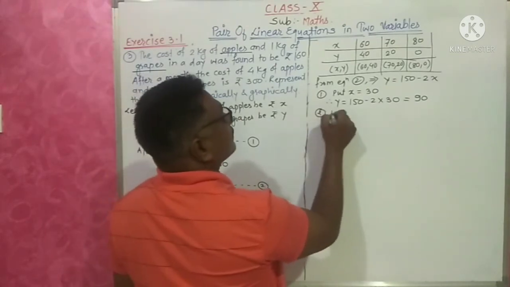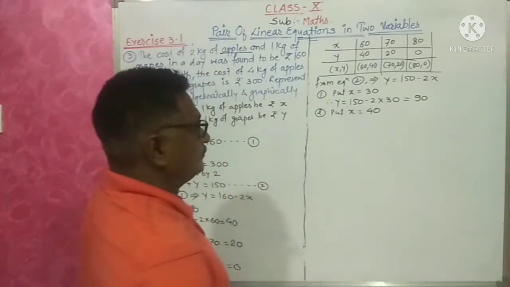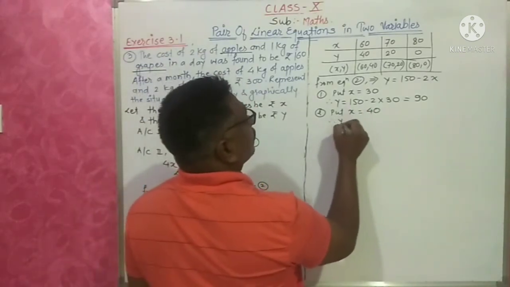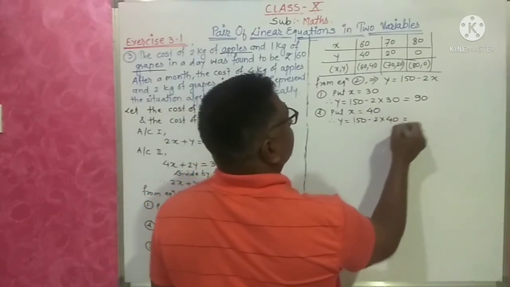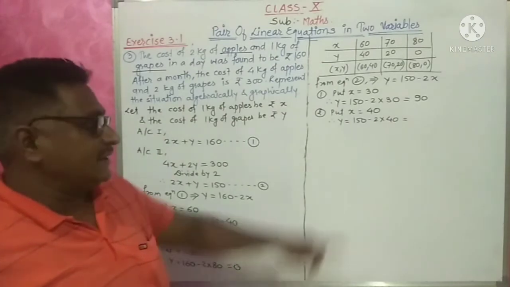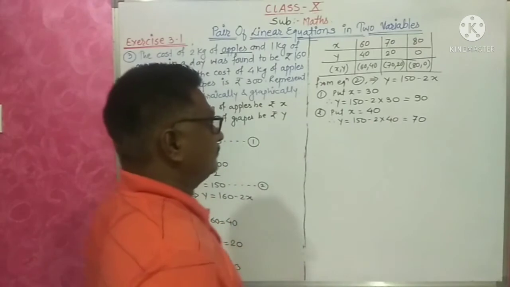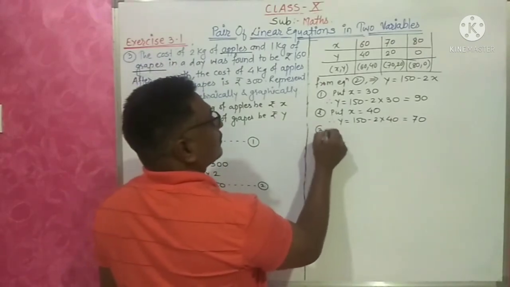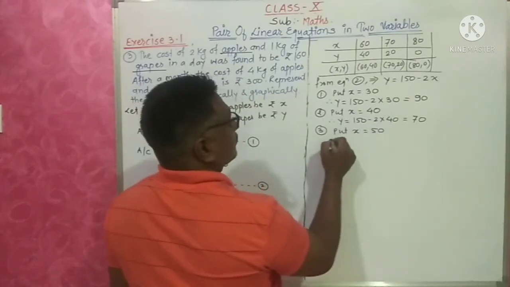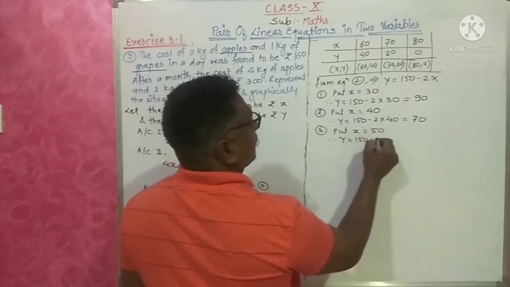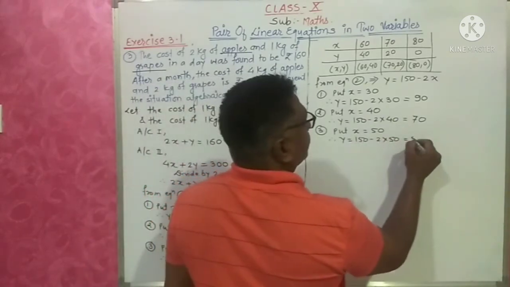Then second, put x equals to 40. So y equals to 150 minus 2 into 40. So 150 minus 80. So what we'll get? 70. And third, put x equals to 50. y equals to 150 minus 2 into 50. So 150 minus 100, 50.